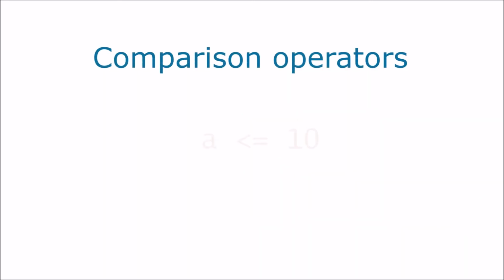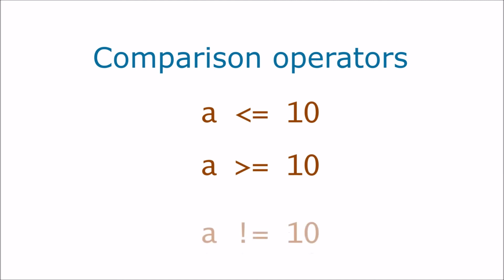We also have a less than or equals operator, which is true if a is either less than or equal to 10. The greater than or equal to operator is true if a is greater than or equal to 10. The not equal operator is an exclamation mark and an equals sign. It is true if a is not equal to 10.